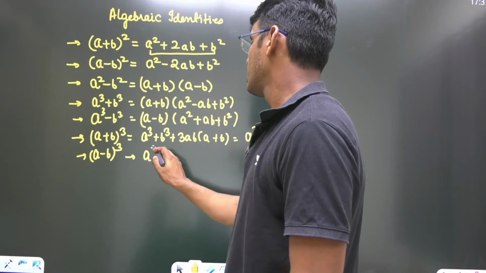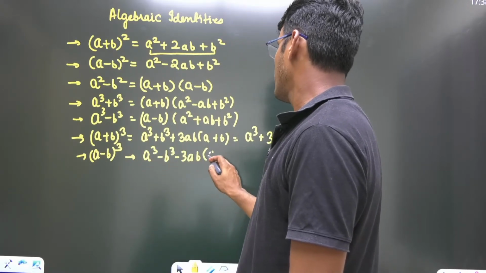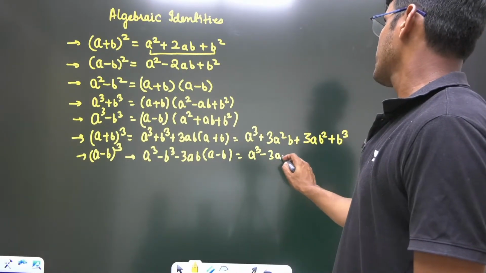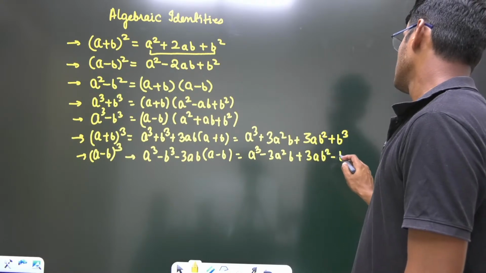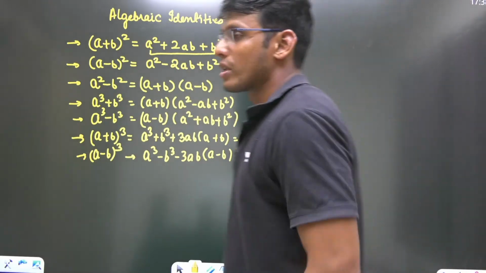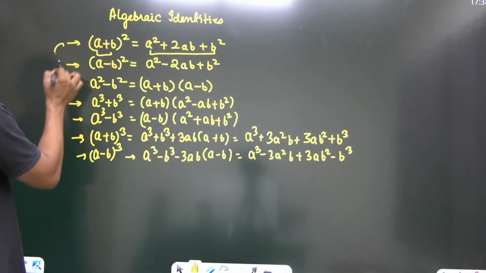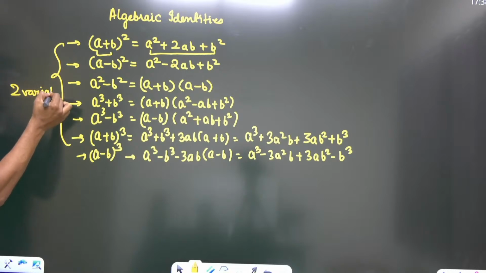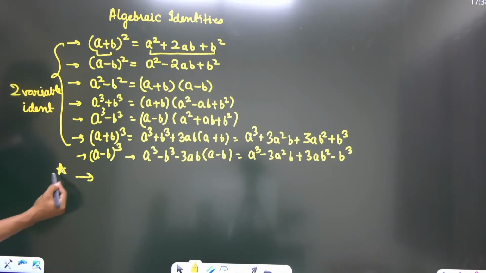Right? I'm just replacing b with minus b. So here it becomes alternate plus minus. Right? So these are the identities which you have to remember for two variables. Two variable identities. Now I am going to introduce one more, which is a star.